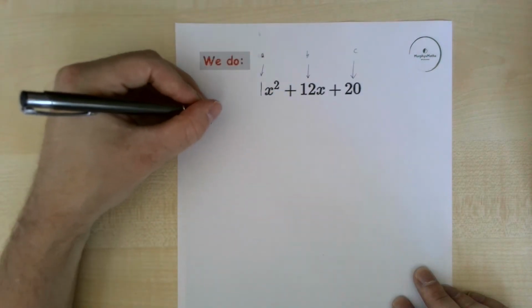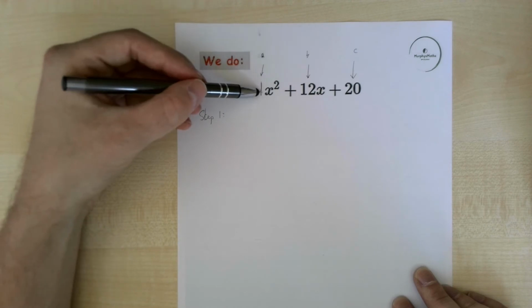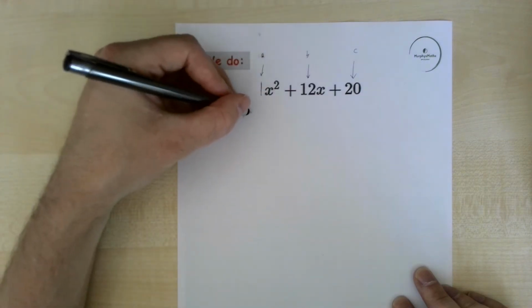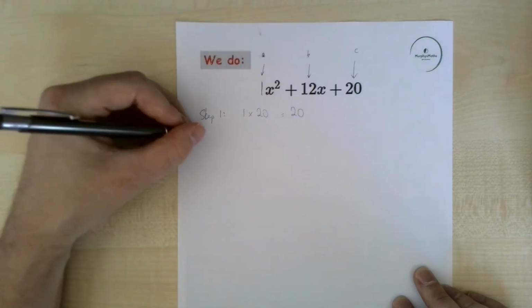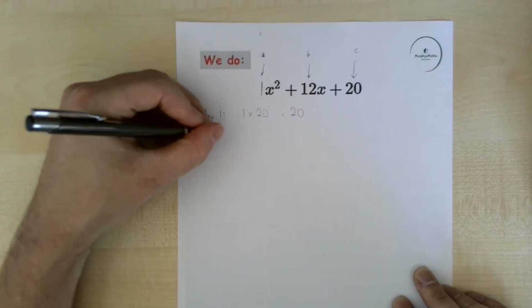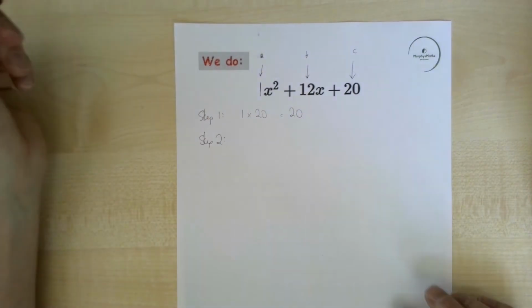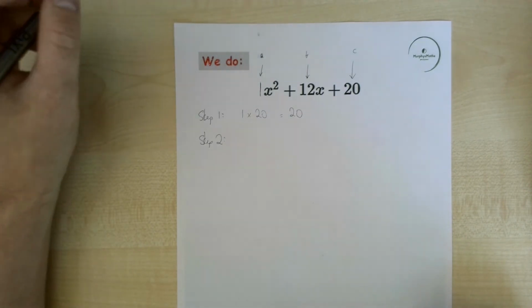Step 1 is a pretty obvious one. We were doing 1 multiplied by 20, which is obviously 20. Step 2, if you feel like you remember any of this, pause the video and see what you can do on it.